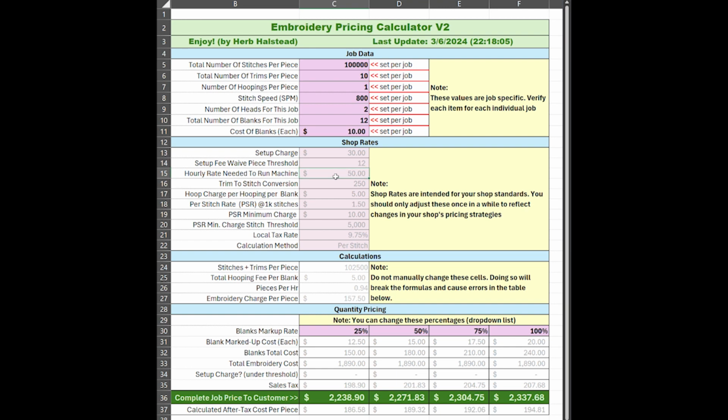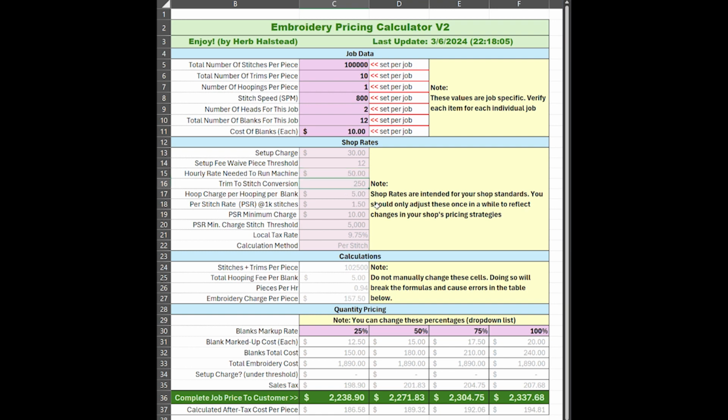And this next one is the hourly rate needed to run the machine, and you'll have to figure this out. It's based on a lot of different things. It could be based on how much you owe on that machine. It could include the labor, whoever's running that machine for you. You have to set that. You have to decide what per hour you need to charge to run that machine.